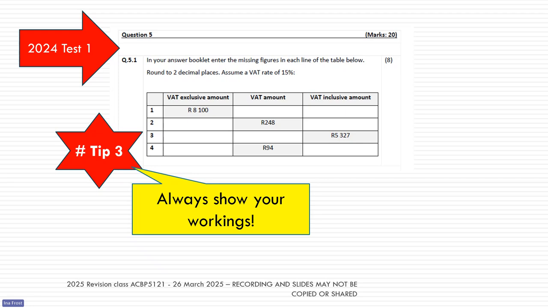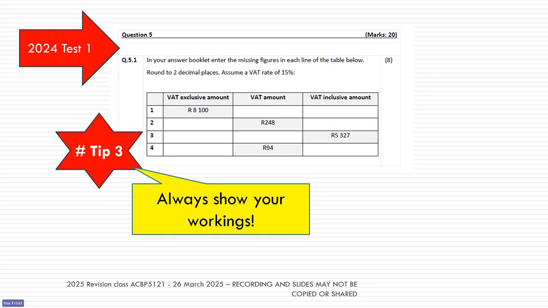That brings us to exam or test tip number 3: the importance of always showing your workings. Remember, we did touch on it a little bit in Learning Unit 2, but here in Learning Unit 3, it's even more important because now you've got to be making all kinds of calculations.